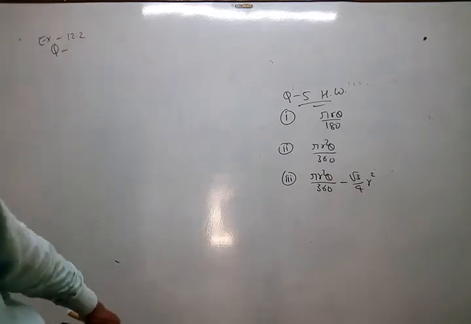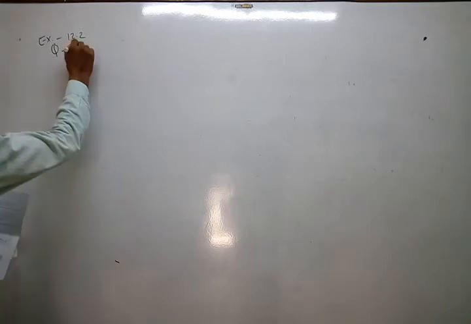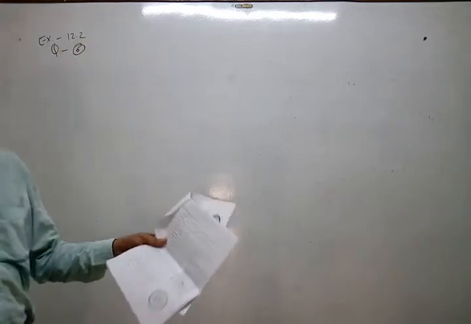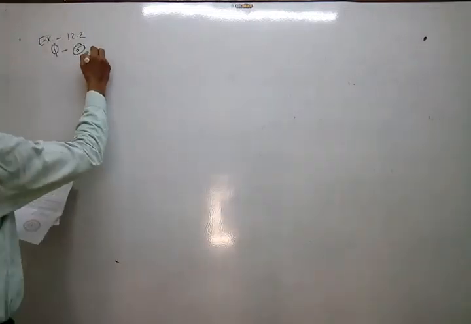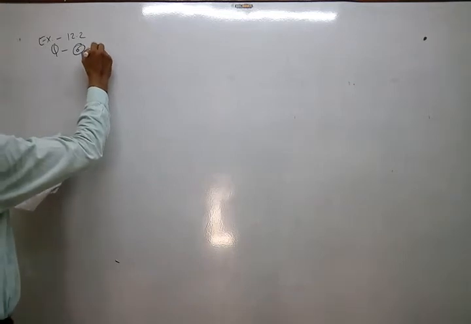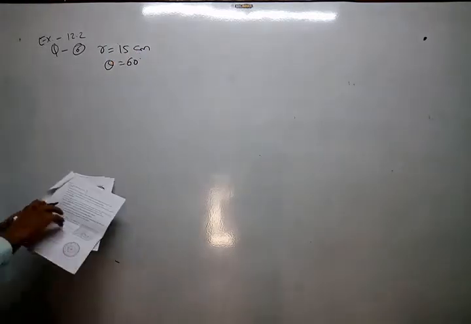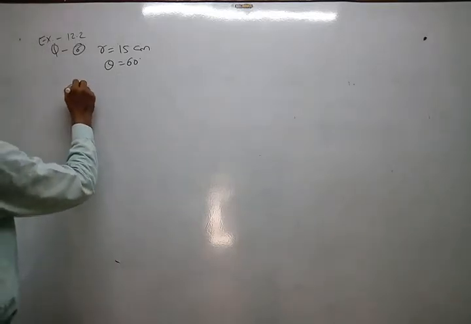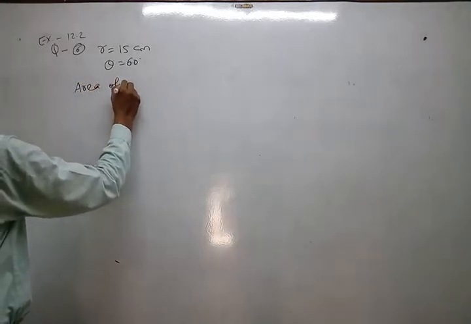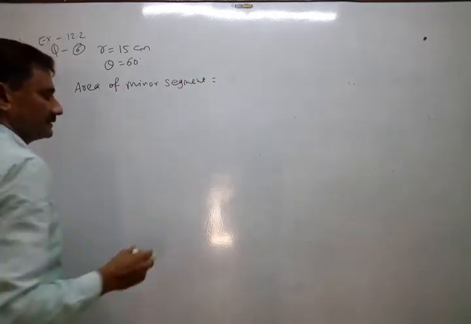Now, number 6. Here also I tried to find the area of the minor segment within one step. First of all, write the appropriate formula and list what is given. First of all, r equal to 15 centimeter, theta equal to 60. Two measurements are given in bracket. Now area of minor segment, then major segment. First of all, we have to find the area of the minor segment. The major segment directly cannot be asked.